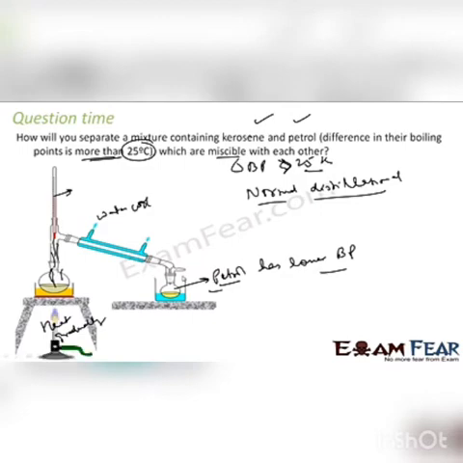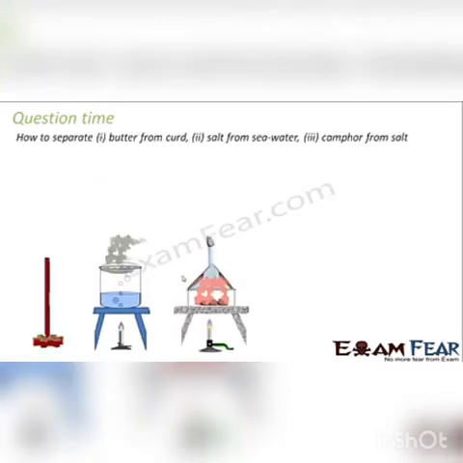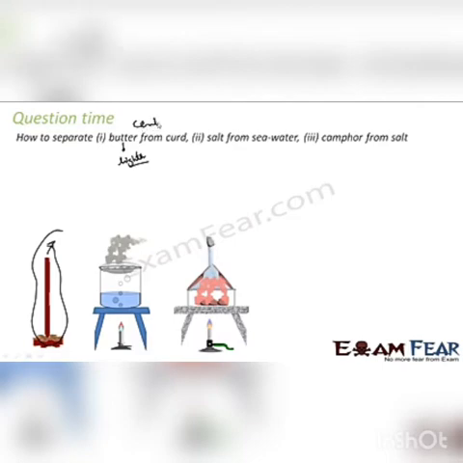Okay. The next is how to separate butter from curd. See, we have seen that butter is actually lighter than curd. So here the difference is in the density. So we can use the centrifugation process, or we can use a churner to separate.